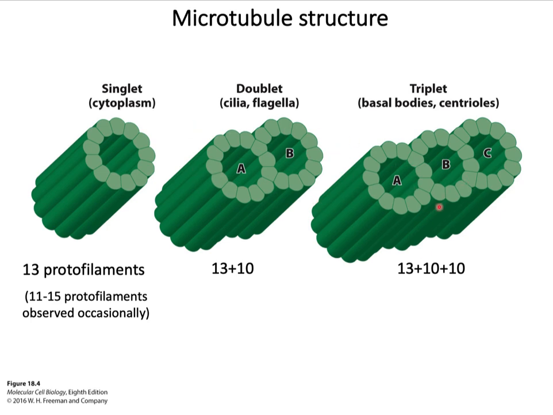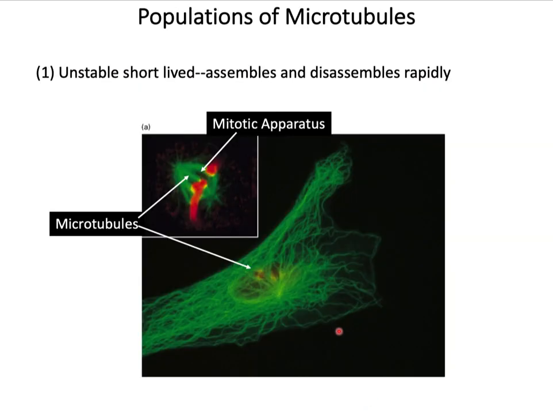You can also observe triplet microtubules within the cell, usually within the centrioles, with a 13 plus 10 plus 10 arrangement of the protofilaments. They are found in centrosomes, which are important microtubule organizing centers, and in basal bodies within the flagella and cilia, which are also important microtubule organizing centers. We are going to elaborate on these doublets and triplets and their function in the cell in a little bit. There are two main populations of microtubules in cells. There are unstable, short-lived microtubules, which assemble and disassemble rapidly according to the needs of the cell.